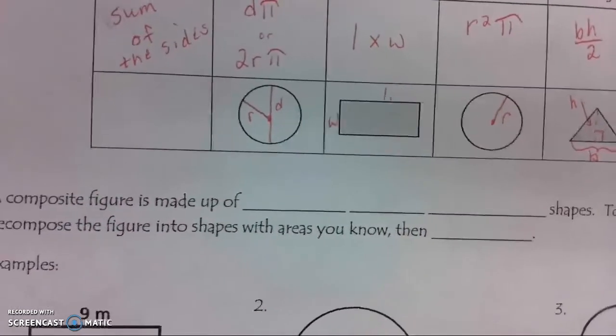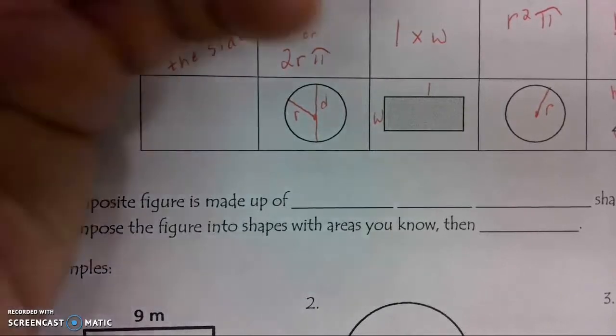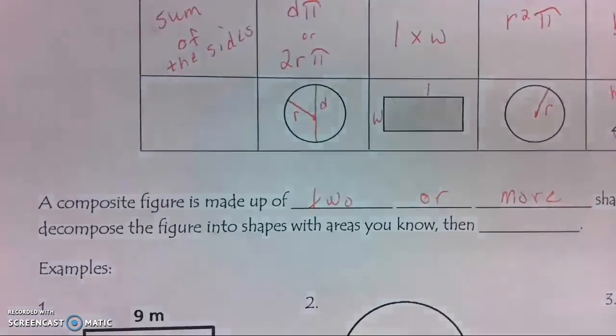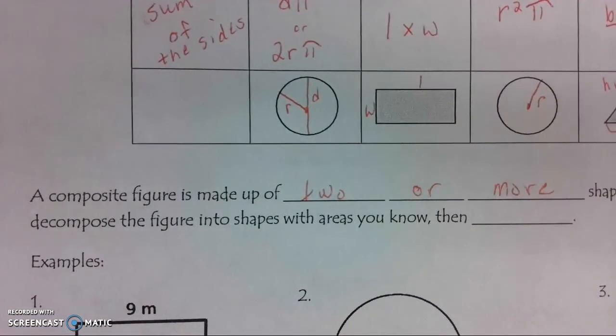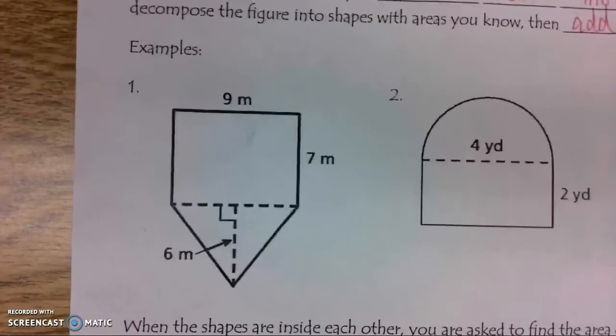The first thing we need to do is look at whether our composite shape is made up of more than one shape, or whether I'm actually just looking at the shaded region. So a composite figure is made up of 2 or more shapes. And to find the area, I'm going to break that figure into areas I know, and I'm going to add. So, let's look at some examples.